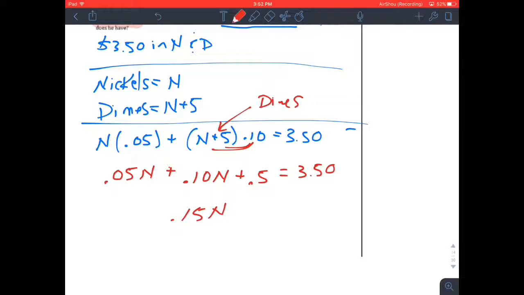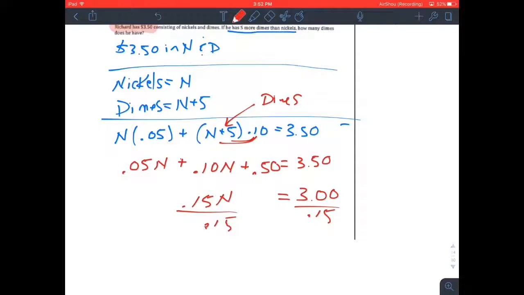If we subtract 0.5 from both sides, we're going to get $3. Pardon me, $3.50 minus 50 cents is $3. If we then divide both sides by 0.15 to get N by itself, we're going to find that N, the number of nickels, is 20.